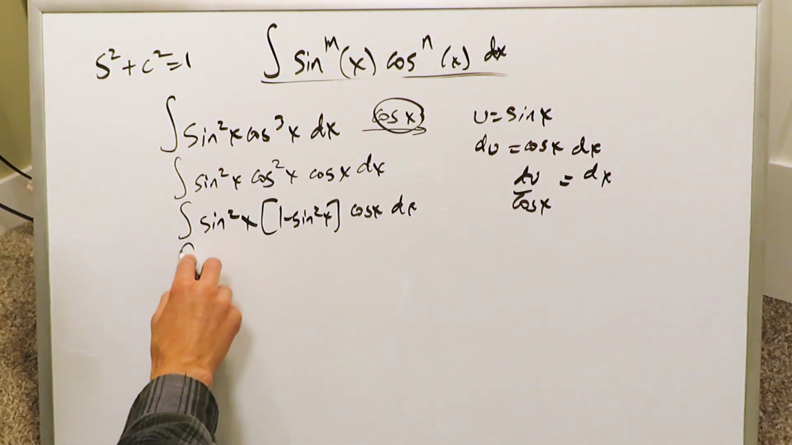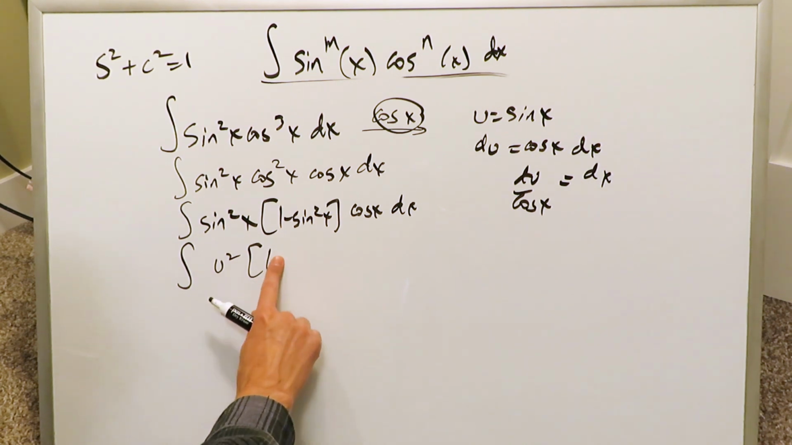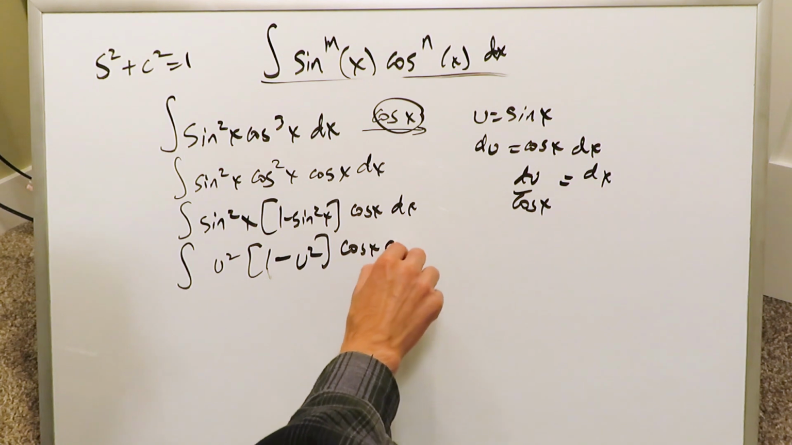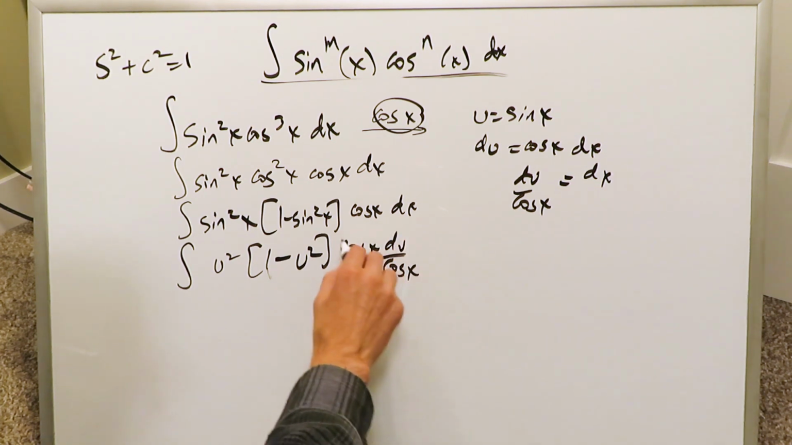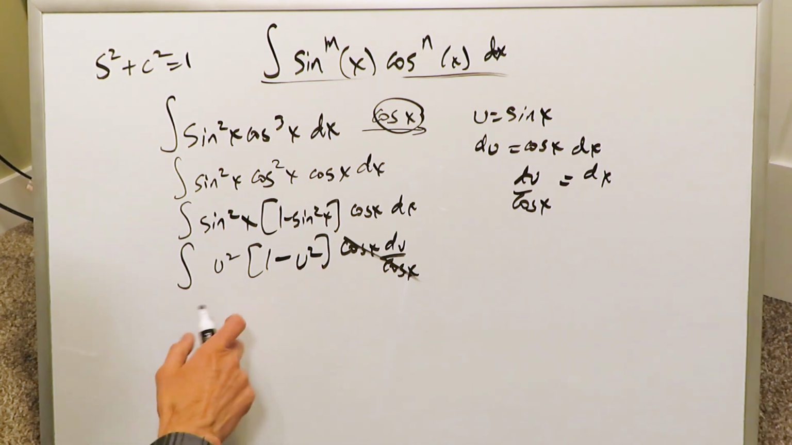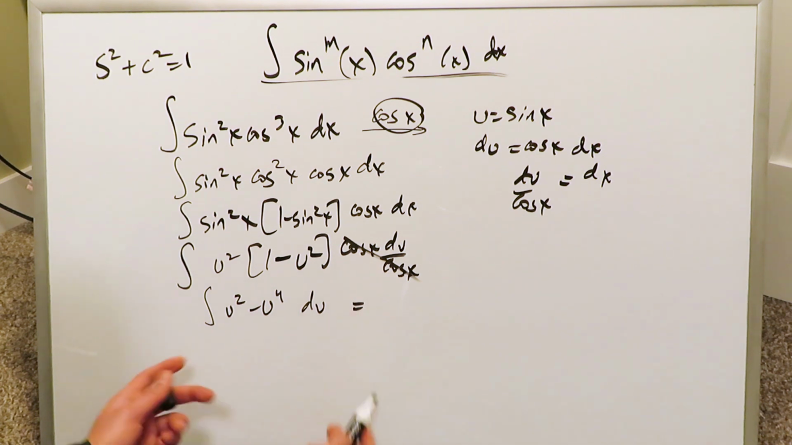Now we'll bring in the substitutions. Sine square x here becomes u square. Here we have a 1 minus u square, right? And then here we have a cosine x du over cosine x. You see how this thing is cancelled out by the polynomial substitution. Now everything is a simple polynomial. You have u square minus u to the 4 du, and you can easily integrate this.